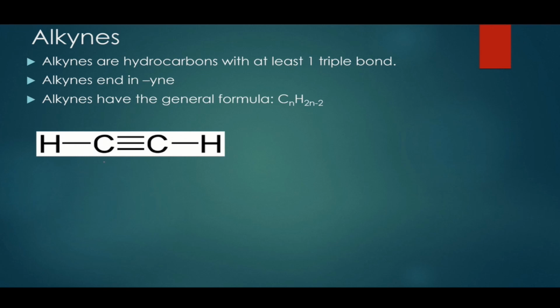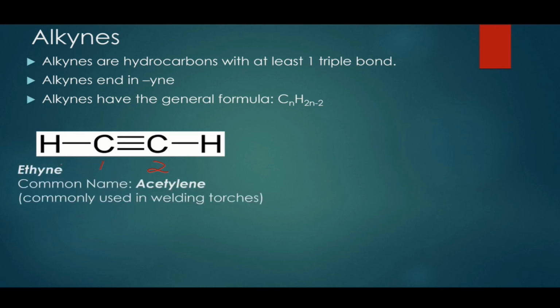Again, here's our example. Just like every other example we've done, we count the number of carbons, 1, 2. We know the prefix for 2 carbons is eth. It's got a triple bond, 1, 2, 3. So we end with YNE. This is ethyne. The common name of ethyne is acetylene. It's a commonly used ingredient in welding torches, the gas that they burn in welding torches.